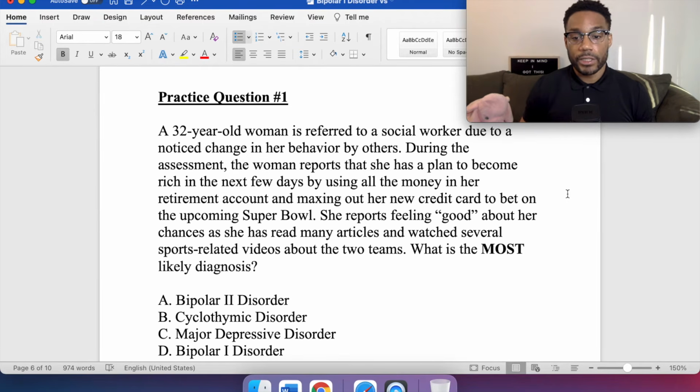She reports feeling good about her chances as she has read many articles and watched several sports-related videos about the two teams. What is the most likely diagnosis? Is it A, bipolar 2 disorder, B, cyclothymic disorder, C, major depressive disorder, or D, bipolar 1 disorder? Pause, read through the question, and then unpause it, and then we'll go through the explanation.